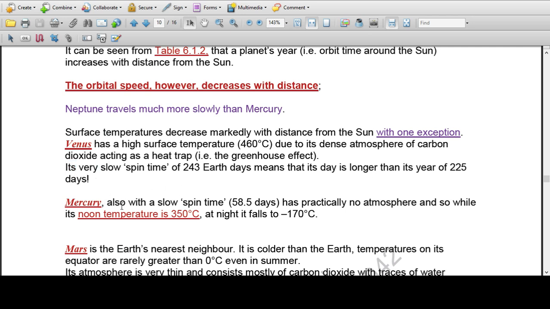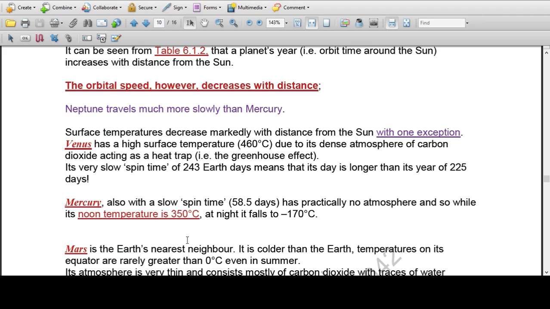Mercury also has a slow spin time, 58.5 days, and has practically no atmosphere. So while its noon temperature is 350 Celsius, very high, at night it falls to -170 Celsius. Mercury is very close to the Sun.